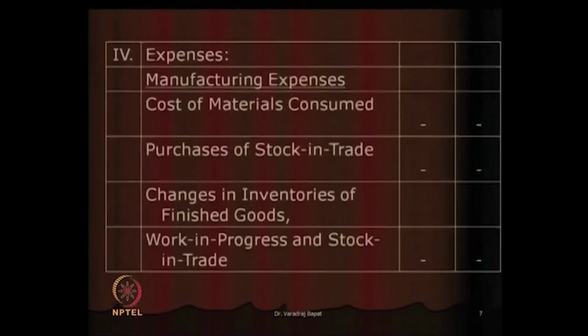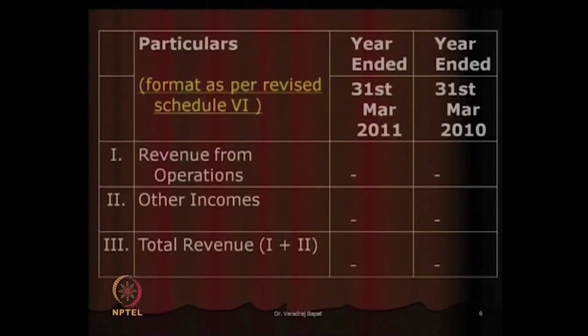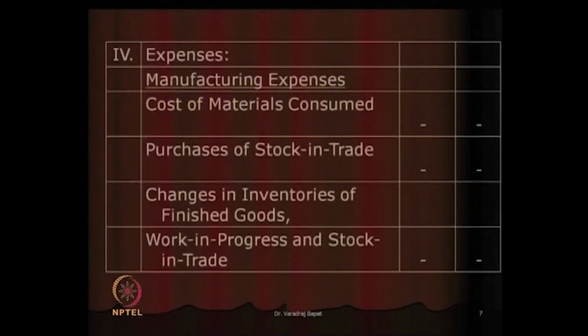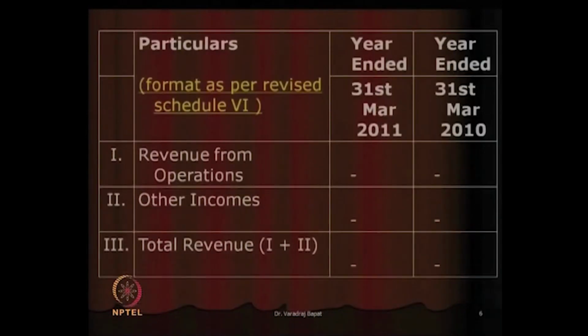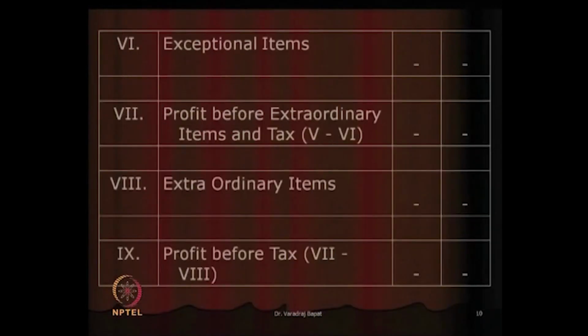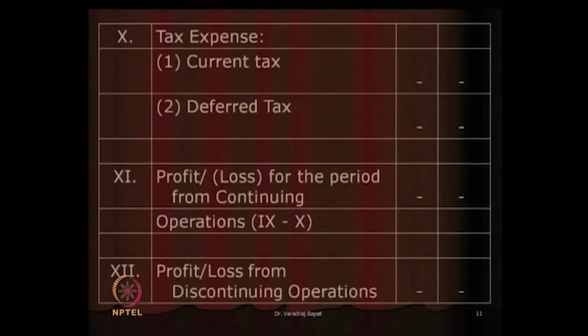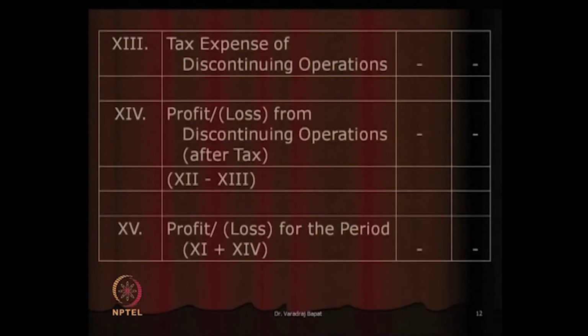I will just go back for your clarity. So, we started from here. This is a format as per Schedule 6 of the Companies Act. You take first revenues, you reduce all the expenses, then you adjust for extraordinary and exceptional items, you adjust for taxes, which gives me profit from continued operation. I also calculate profit or loss from discontinued operation, and the total is profit or loss for the period. I hope you are getting it.